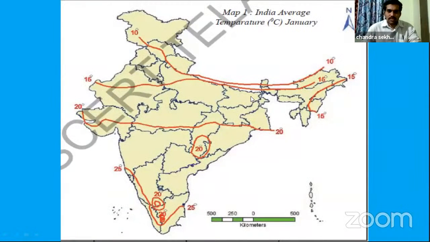Here, if you observe the map of India, average temperatures in Celsius degrees in January. The red lines, children, do you know what these red lines are? What is the name of this line? The name of this red line is isotherms. Isotherms means the lines which connect the places having equal temperature.